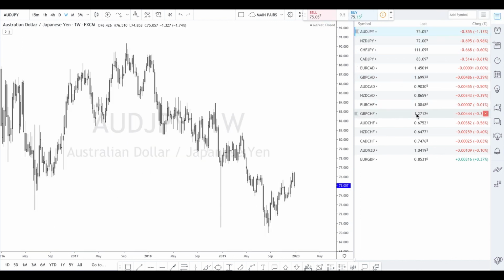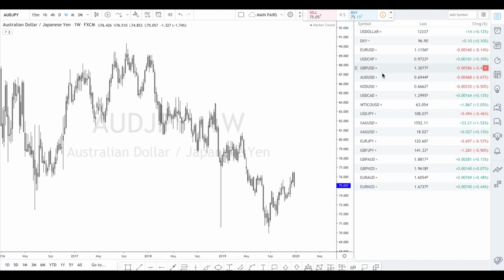The cross pairs can let you know where money is being moved, and then you can act accordingly when you're coming back to what I like to call my major pairs.